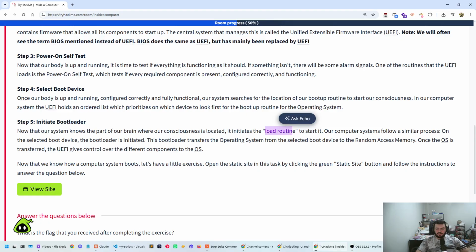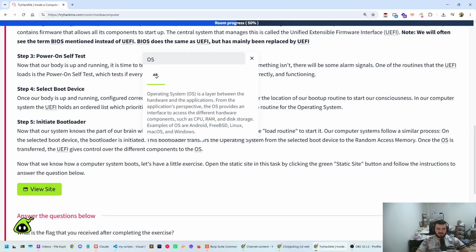Our computer system follows a similar process. On the selected boot device, the bootloader is initiated. This bootloader transfers the operating system from the selected boot device to the random access memory, so to RAM. Once the OS is transferred, the UEFI gives full control over different components to the OS, or operating system.